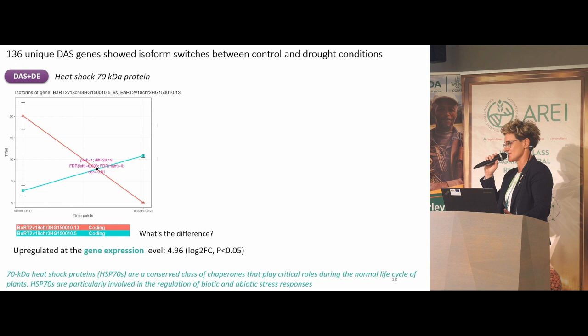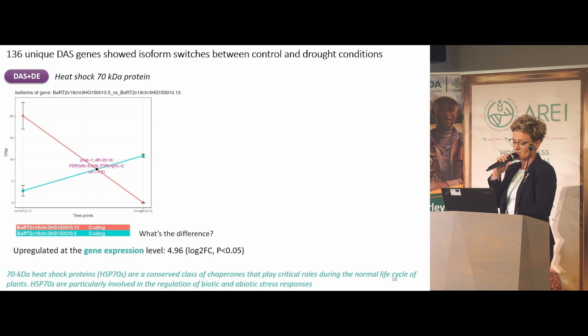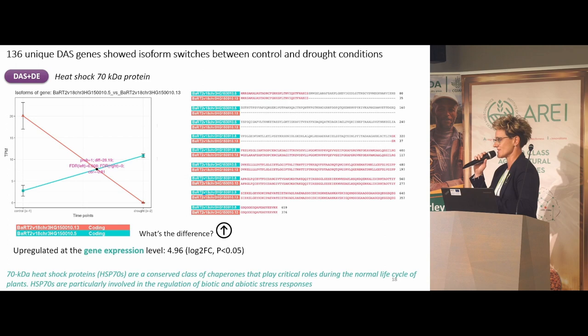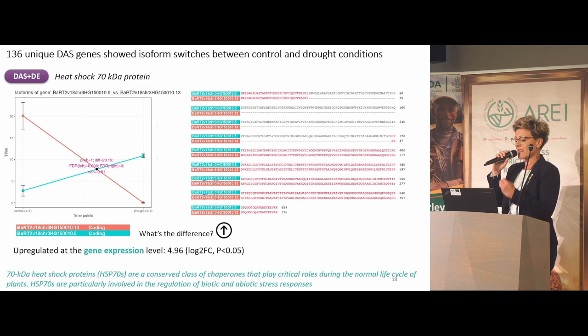So we asked, okay, what is the difference? We saw at the gene expression level that this gene was upregulated, so somehow it should be important. That's why we aligned the sequences and we noticed that the one which is preferred under drought stress is really the functional heat shock protein 70, which is an important chaperone for stress response in plants. And it was in that category that I said, response to unfolded proteins, among others.